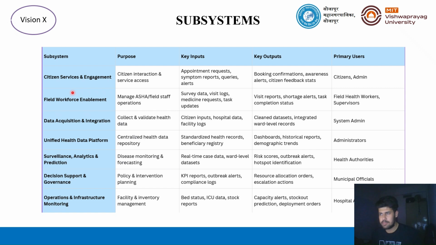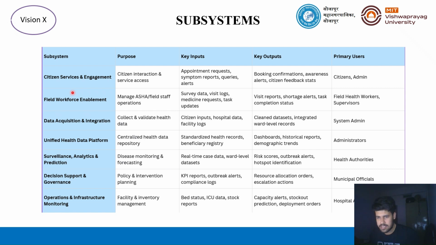For field workforce enablement, this is where the ASHA and field staff operations come in. Their field report is submitted through the app. Furthermore, they can give logs, medicine requests, and other stock requests. Data acquisition is the collection of health data from the hospital's platforms, of a person or a specific hospital. The unified health data platform is where all the data is stored properly as a registry and can be used further. The surveillance, analytics, and prediction module works for prediction of diseases through the ward risk score, as explained earlier. Here, a ward risk score for every ward is generated.